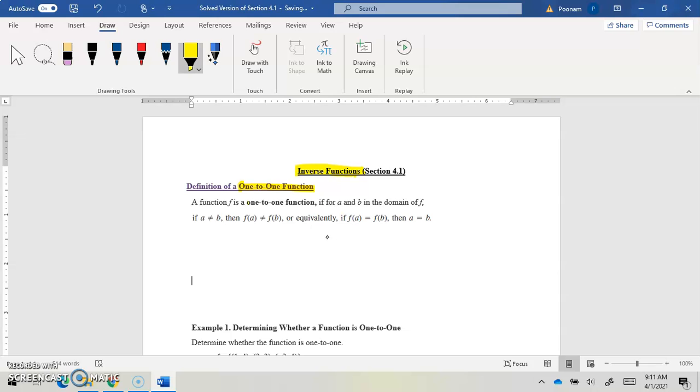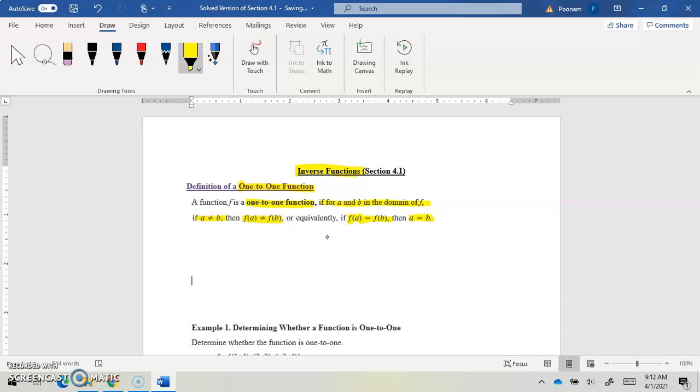A function is one-to-one if, for any a and b in the domain of the function, if a and b are two different numbers, then their images should be different also. That means if a is not equal to b, then f of a should also be not equal to f of b. Or we can say if f of a and f of b are equal to each other, that is only possible if they are the same number, a and b are equal to each other.